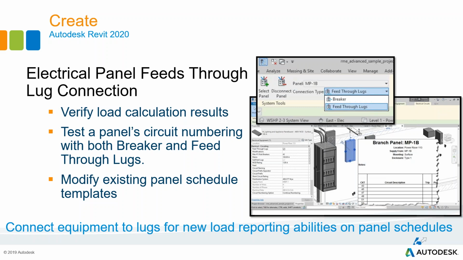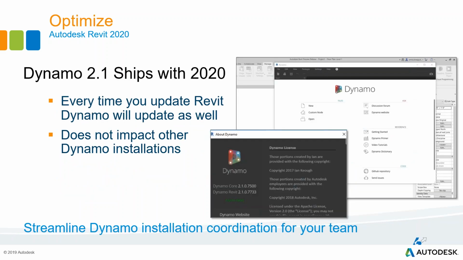The downstream panels' loads will be totaled on the parent panel. So this improved system logic, making it easier to verify load calculation results with feed-through lugs are as expected. You can test a panel circuit numbering option with both breaker and feed-through lugs and modify existing panel schedule templates to similarly report the feed-through lug load summary information. So a lot of great stuff here.